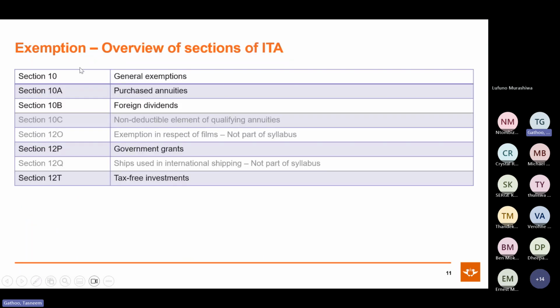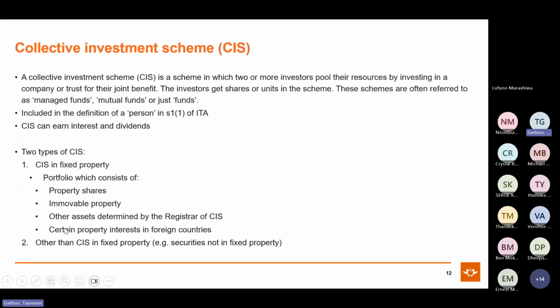Which are these. We looked at the general exemption, in terms of Section A. We looked at purchased annuities in terms of Section 10 Cap A, foreign dividends, Section 10B, and then we looked at tax-free investments, which is Section 10 Cap, 12 Cap D, sorry.